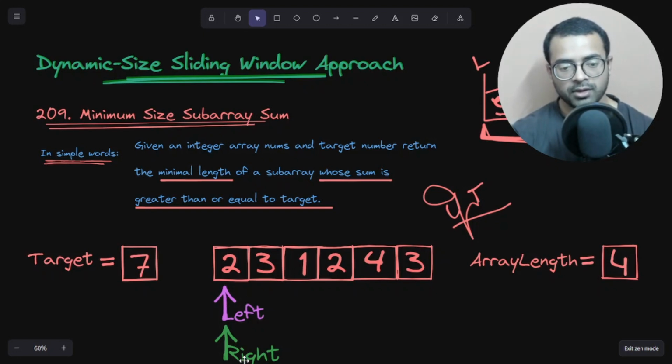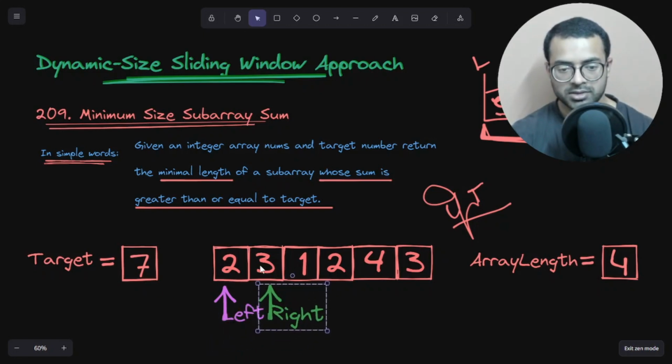So we have left and right starting from the 0th index and they are pointing towards 2. So right now our sum is 2. Now sum 2 is less than 7, so we'll move right one step forward.